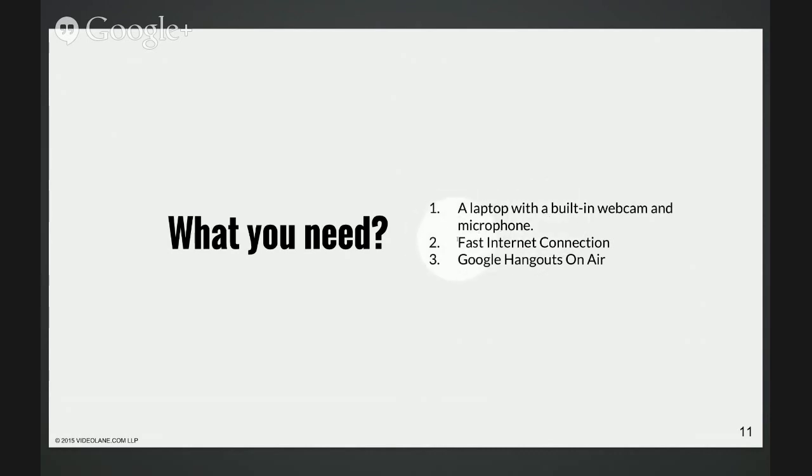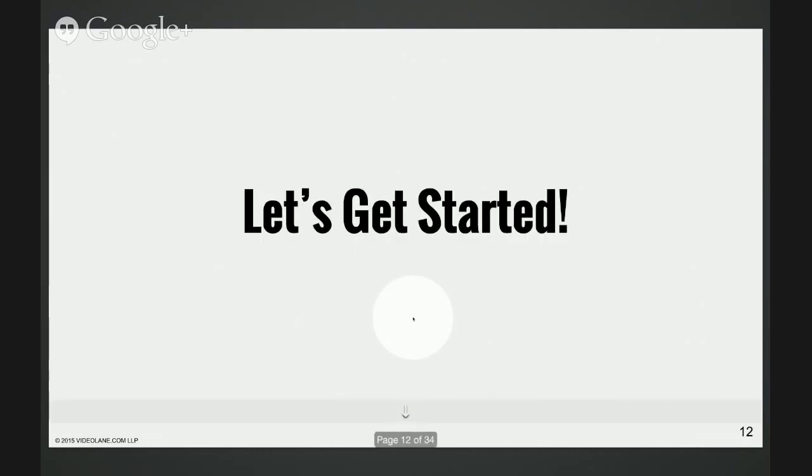Number two, you need a fast internet connection because this is video-based. Video is very data intensive, so you need a fast connection. I have fiber broadband by M1. And finally the software: you need Google Hangouts on Air. I'll show you how everything ties together very soon. So can we get started?